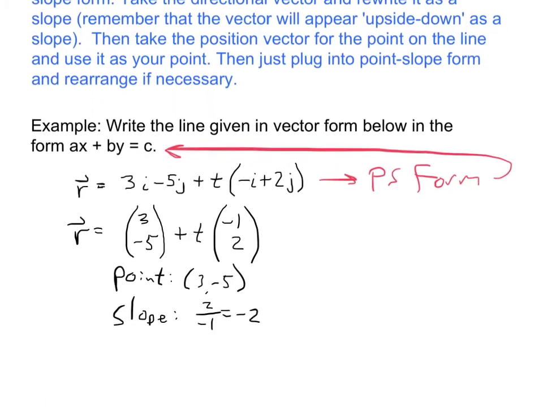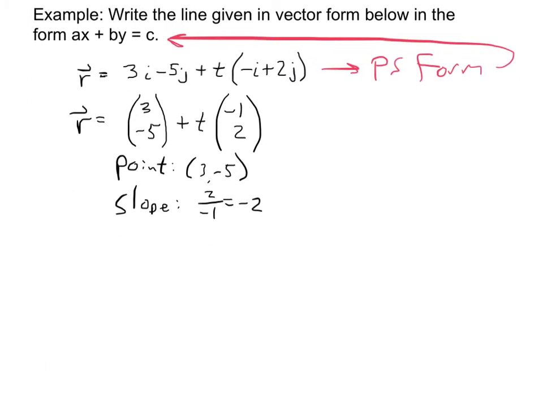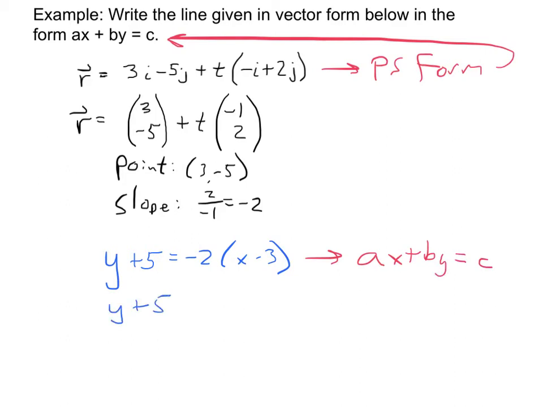So now that I have that information, I can use point slope form. I can write y plus 5 equals -2 times x minus 3. And now all I have to do is change this into ax plus by equals c form, right? In other words, distribute things and move them around, right? So y plus 5 equals -2x plus 6.